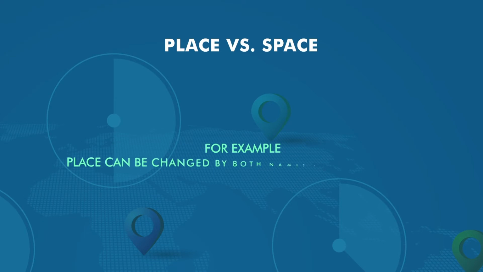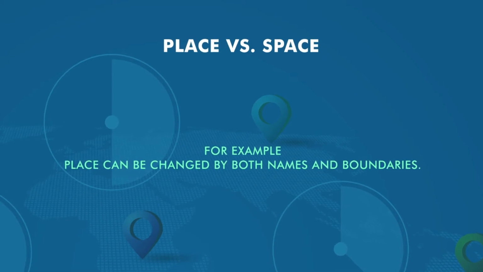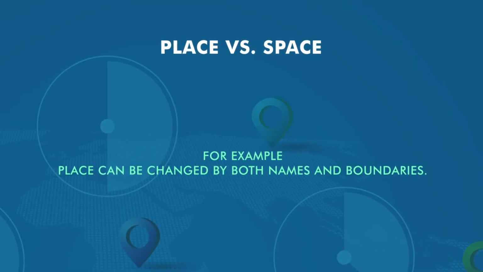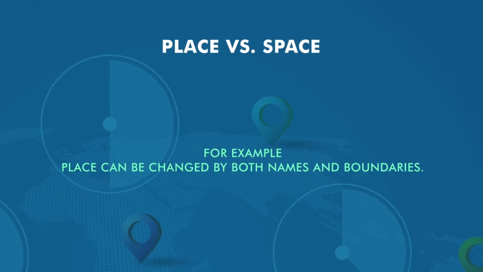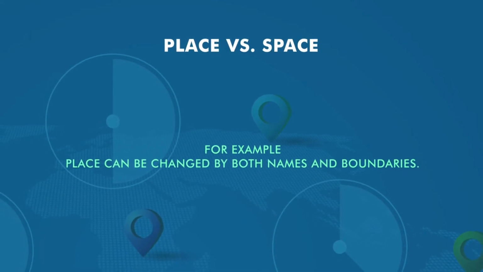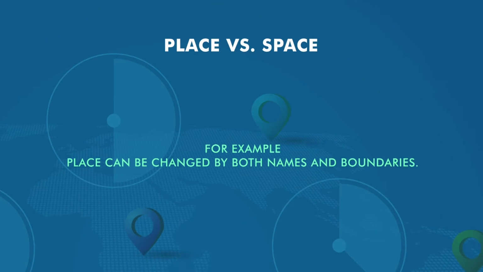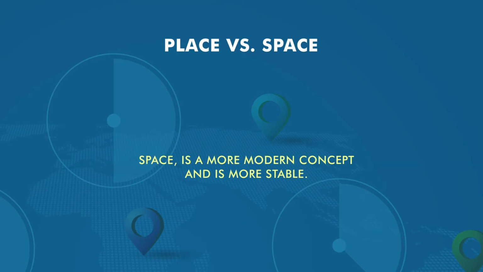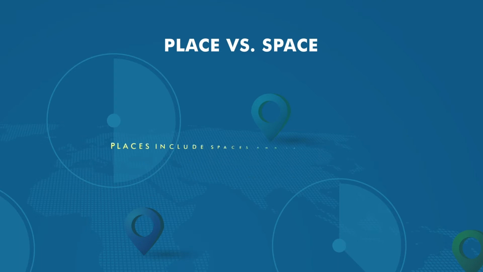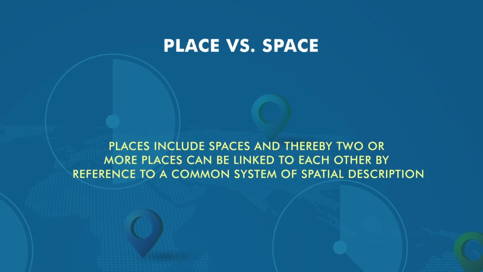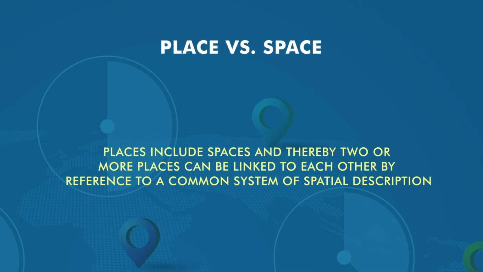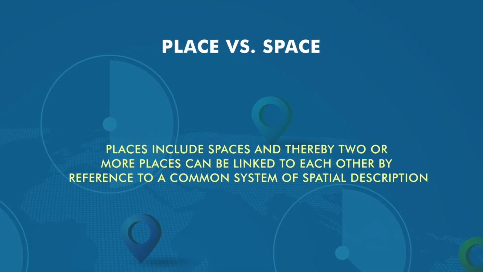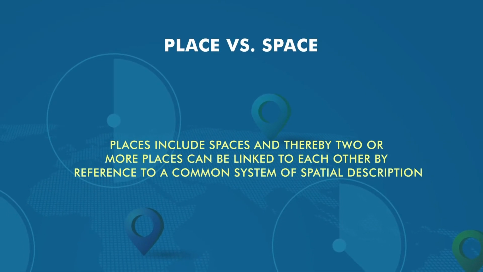For example, in India we have seen a series of name changes of different important places. So, it can change both by name and by boundary. Space is a more modern concept and is more stable. Places include spaces, and thereby two or more places can be linked to each other by reference to a common system of spatial description, and this is called georeferencing.